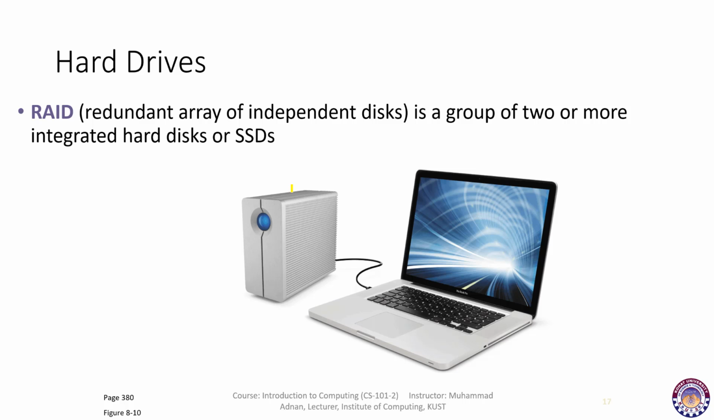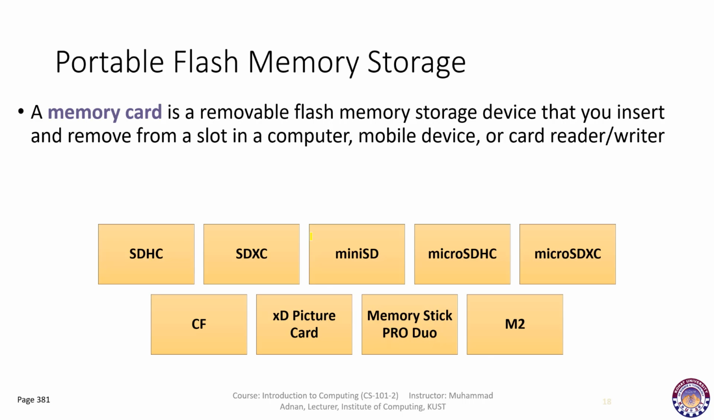Okay, RAID is a technology used commonly on the cloud. A redundant array of independent disks is a group of two or more integrated hard disks or SSDs. So there are many hard disks or SSDs that work together combined. So they are integrated. This is an example of RAID, redundant array of independent disks. If you have the budget, you can purchase them, but commonly they are used on the server side. So a RAID is a group of two or more integrated hard disks or SSDs working together.